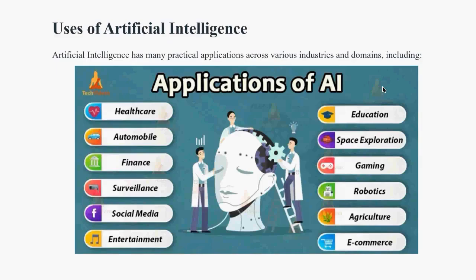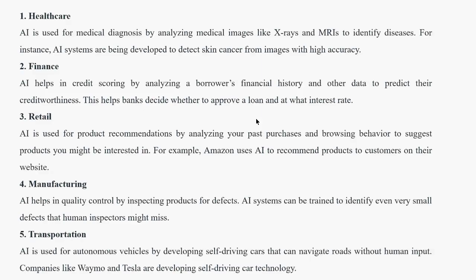Next, let's see the uses of AI. There is a wide range of uses. We have been using AI in healthcare, automobiles, finance, surveillance, social media, entertainment, education, space exploration, gaming, robotics, agriculture, and e-commerce. So it is a very big boon in the health industry, automobile industry, and agriculture as well. It has been a very big research-oriented topic. So these are being explained here.